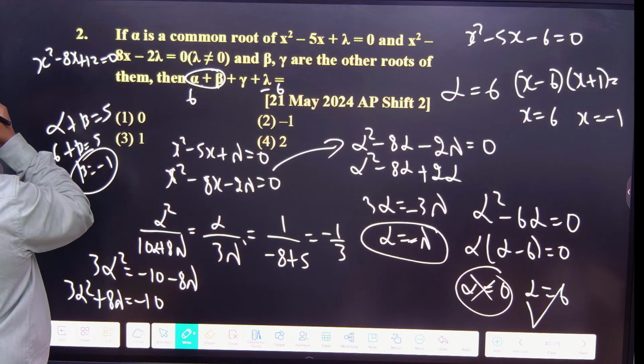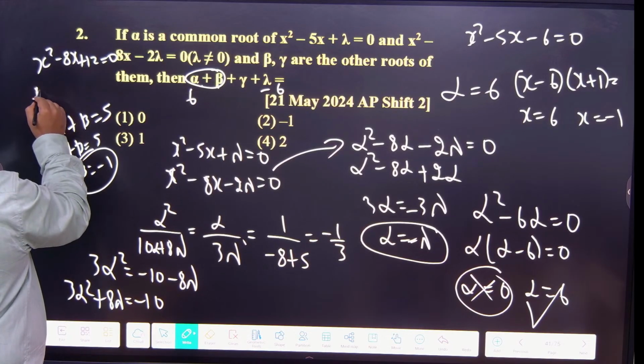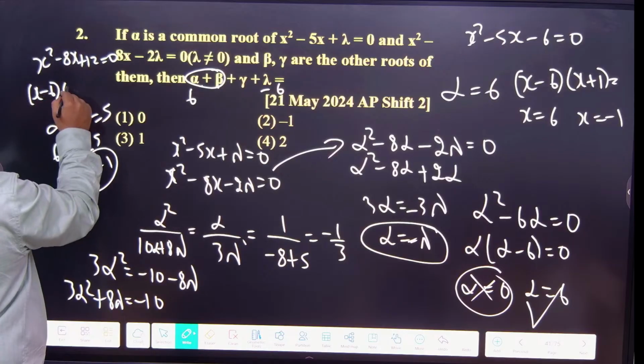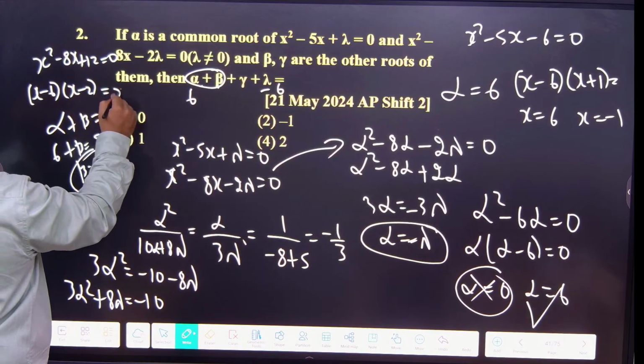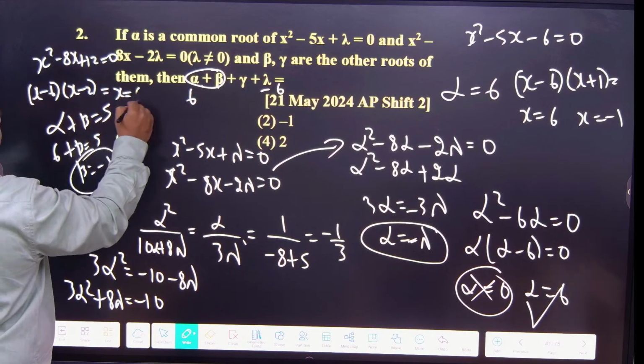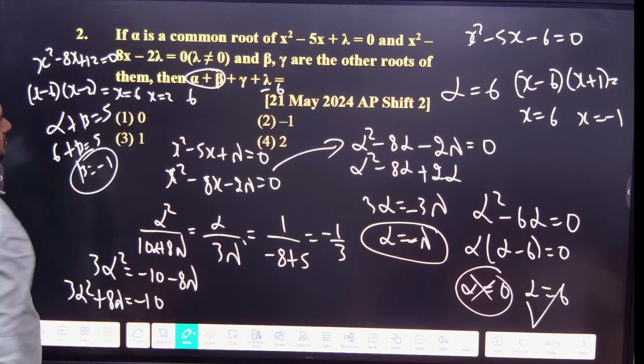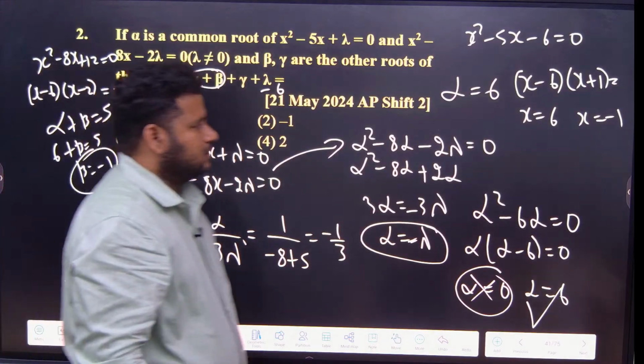So what I can take here? Minus 6, x minus 6, x minus 2. So x will be equal to 6 and x will be equal to 2. So this is alpha is equal to 2.